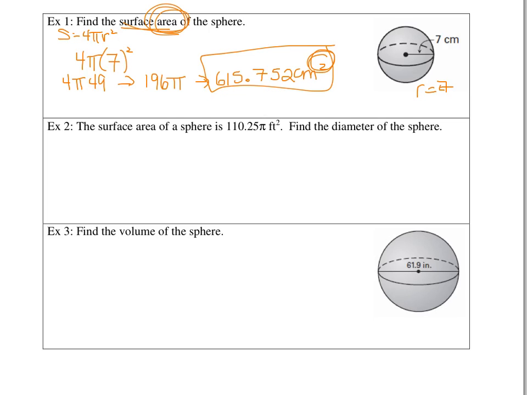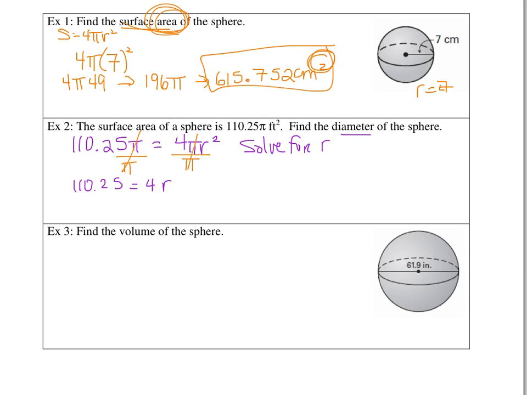For the next one, it gives us the surface area itself is 110.25 pi. They're saying that that is the surface area, so we need to set it equal to the actual equation for surface area so that we can solve for the radius. Once we have the radius, then we can double it to find the diameter. If we divide both sides by pi, the pi symbols cancel each other out, and that means we have 110.25 equals 4r squared. So next we can divide by our 4.